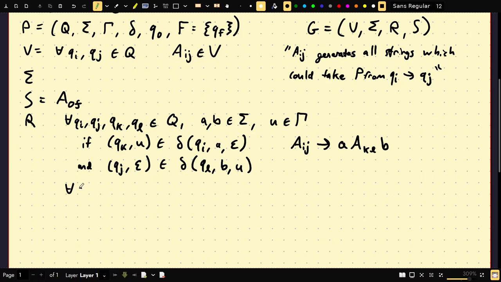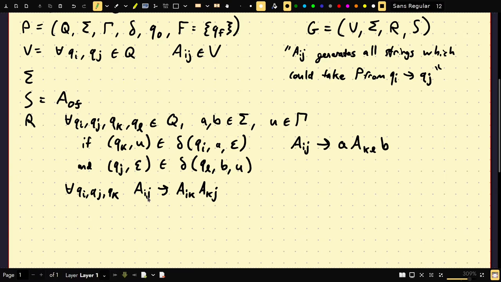So for all QI, QJ, and QK, we add the rule AIJ goes to AIK AKJ. Internally, if you think AIK generates all the strings which could take P from QI to QK, this is like going from QI to QK, and then from QK to QJ. So we say A takes from QI to QJ, right? That makes sense.